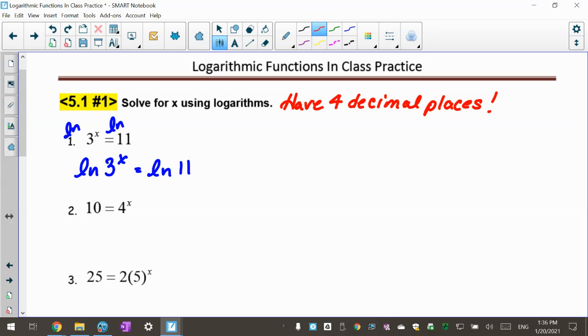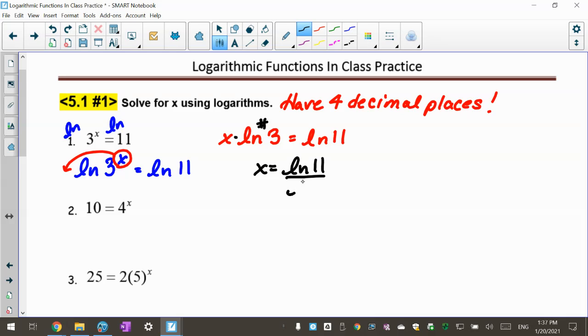Once I do this, I see I can use one of my log rules that I can bring that x down front. So now I have x natural log of 3 equals the natural log of 11. And remember, the whole reason why we're doing this is to solve for the variable x. Now these two are hooked together by multiplication, so I'm unhooking them, and this is a number. I can divide both sides by natural log of 3, and I don't want you to do the decimal. I want you to leave it just the way it is, and say x is the natural log of 11 all over the natural log of 3.